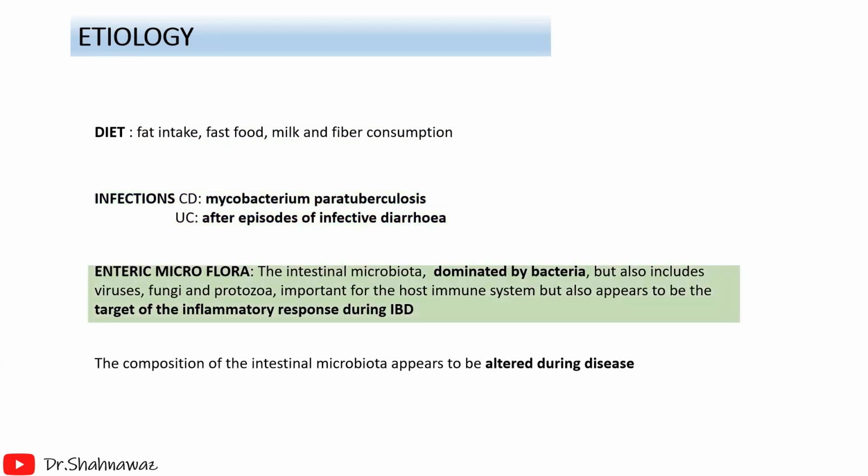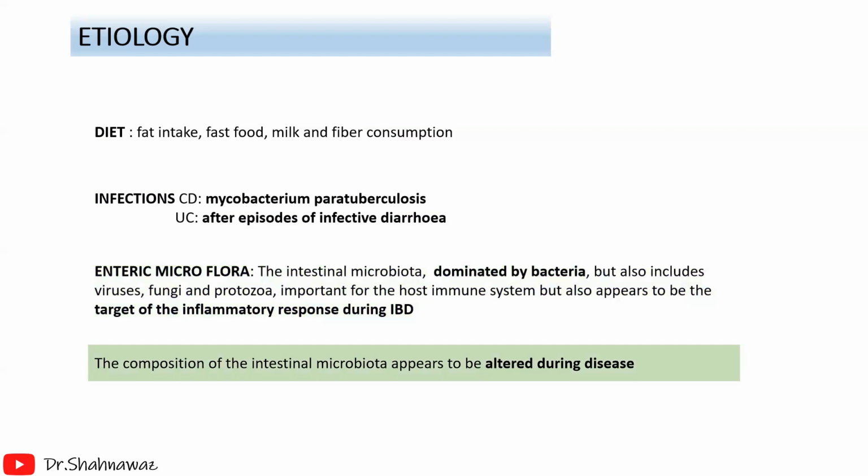And we see that the GI flora is mostly dominated by bacteria, but it also includes viruses, fungi, or protozoa, and these are most important. During IBD, these are most important for the host immune system, and the host immune system is dysregulated by these things when inflammation occurs in IBD. The composition of the intestinal microbiota appears to be altered during disease, so there will be no normal microbiota of the intestine, and that is disrupted during the inflammation.